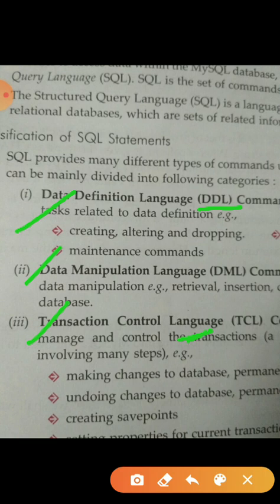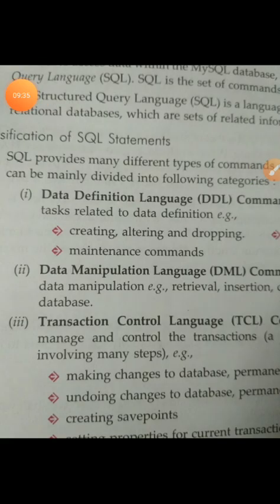Then transaction control language, TCL. The commands allow you to manage and control the transactions, okay. First one is making changes in the database permanent. Second, undoing changes. Third one is creating save points and setting properties of the current transaction.